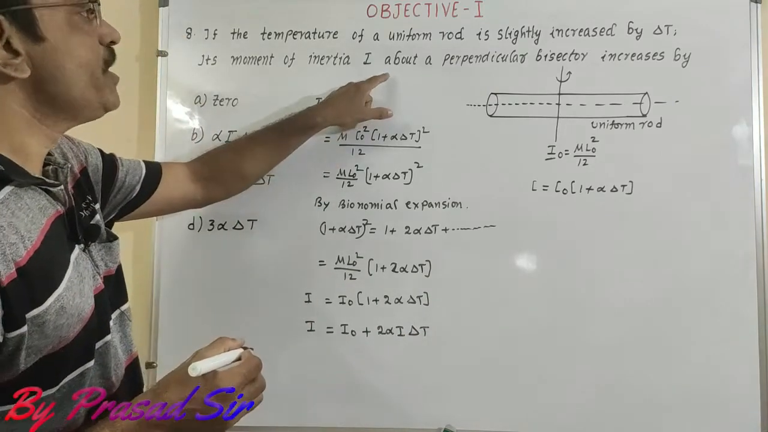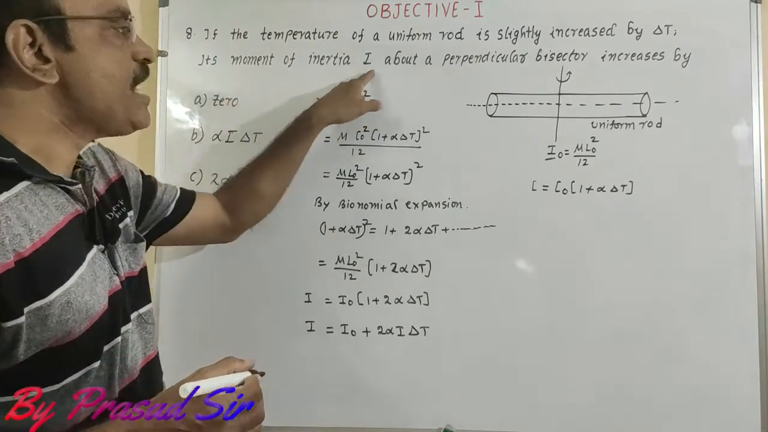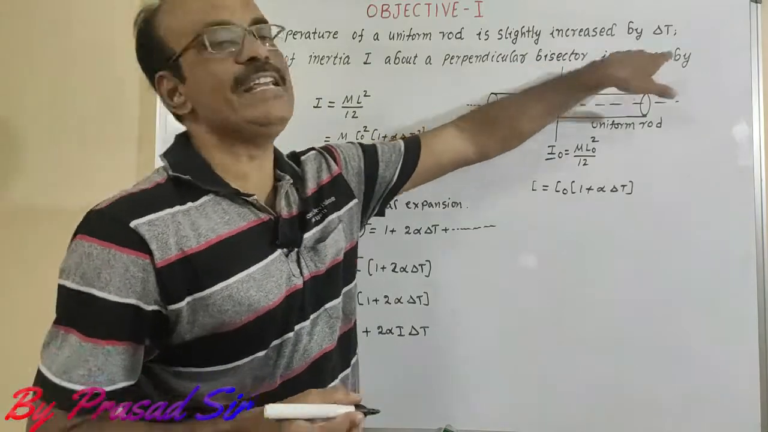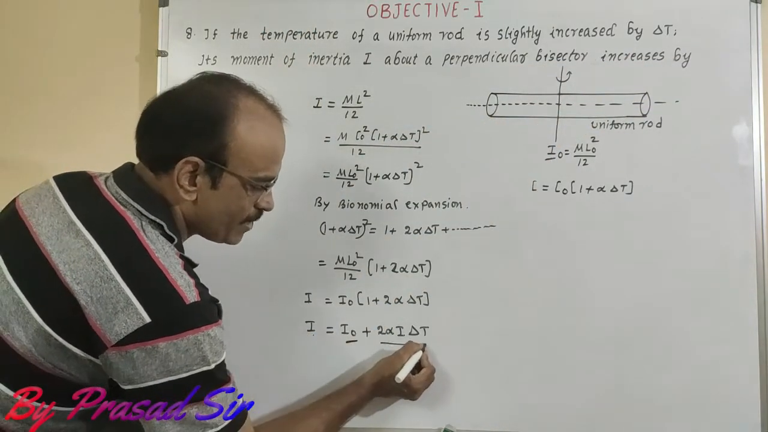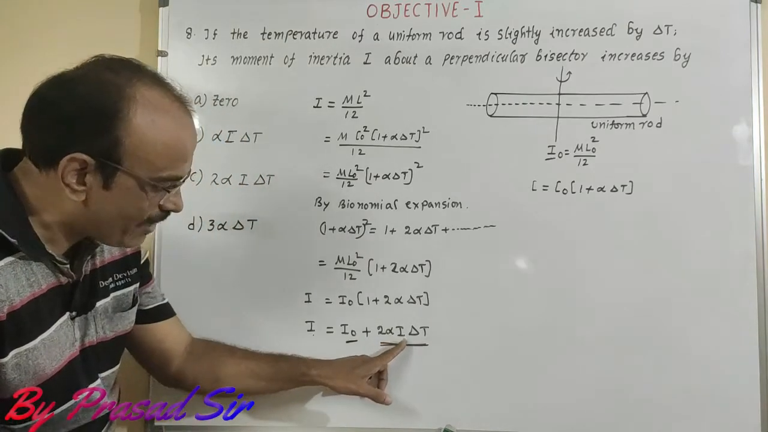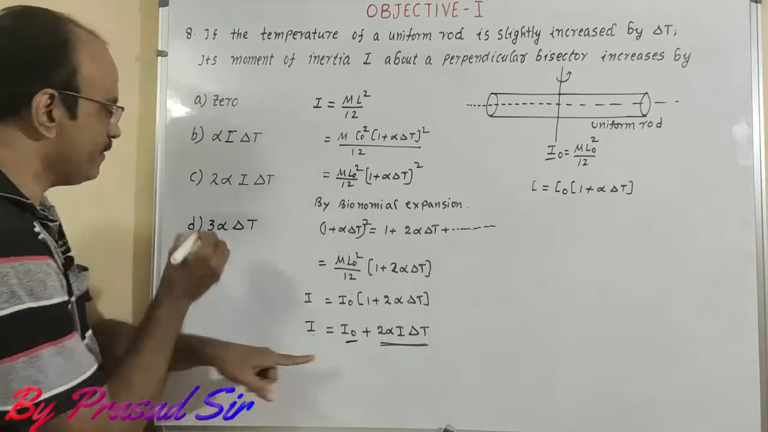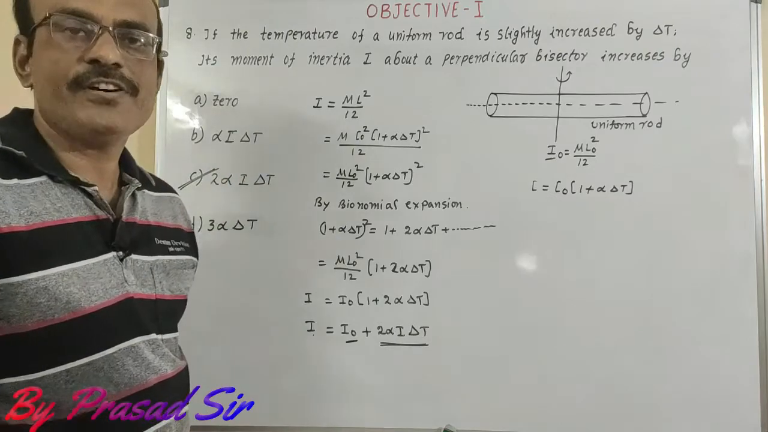But what is the question here? Its moment of inertia I about a perpendicular bisector increased by? Initially it was I naught; how much did it increase? 2 alpha I delta T. Which option is that? Option C is correct for this question.